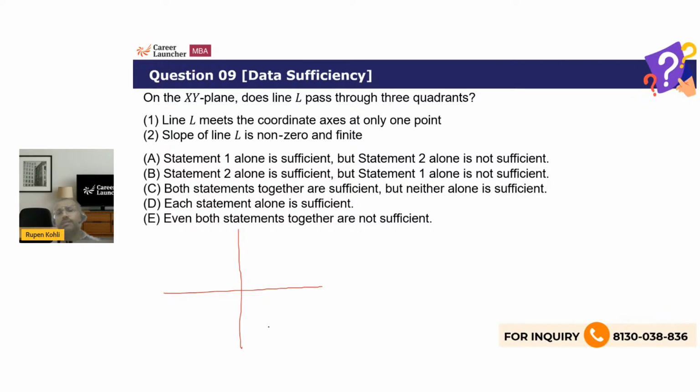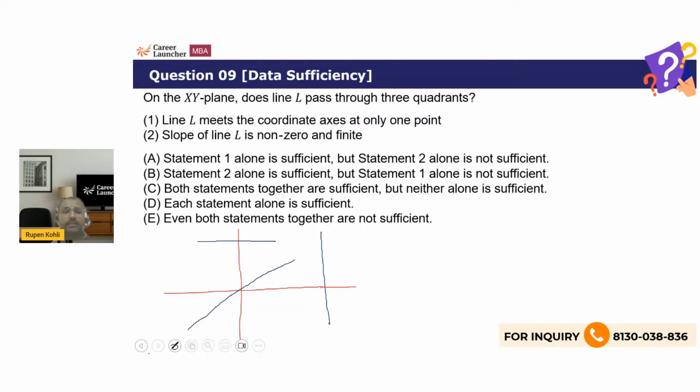Under what circumstances is it possible that the line L meets the coordinate axes at only one point? There are three ways, very specifically. One way is the line is passing through the origin. Another way is the line is vertical, only intersecting the x-axis. The third scenario is the line is horizontal, meeting the y-axis only. These are the three scenarios: line is passing through origin, line is vertical, line is horizontal.